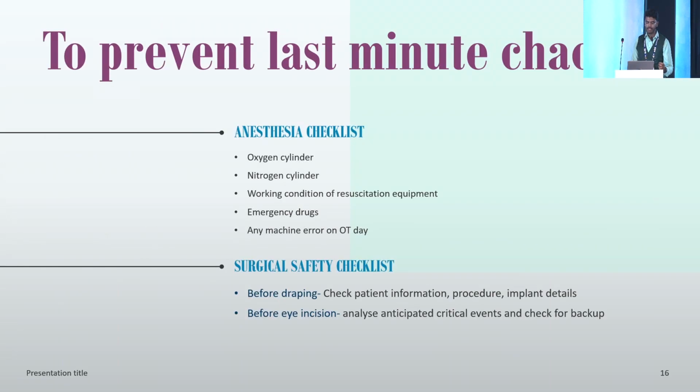And to prevent last minute chaos, we have to take the help of an anesthetist or a physician and make sure that the checklist required for managing emergencies, like oxygen cylinders, nitrogen cylinders, and all of them, is in proper functioning order. That is very important to ensure before the start of the OT session so that we can be in a position to manage chaos. And the surgical safety checklist, again to avoid any unnecessary complications post-op like endophthalmitis, make sure that all of it is in place before we proceed with the procedure.